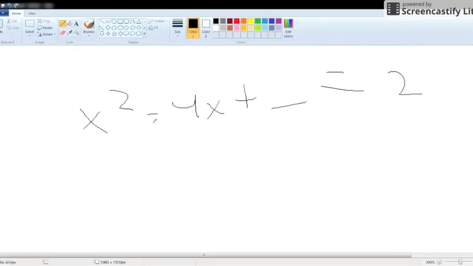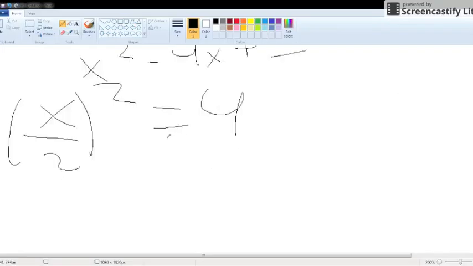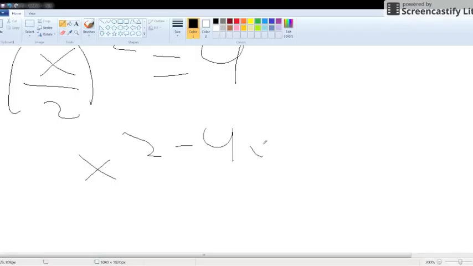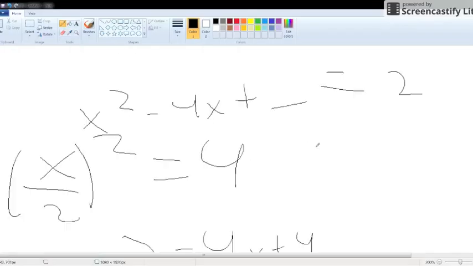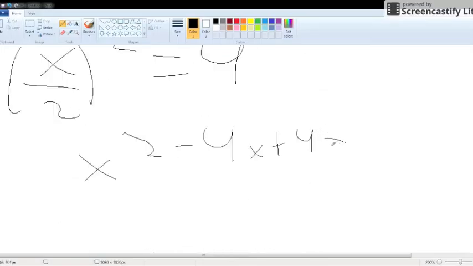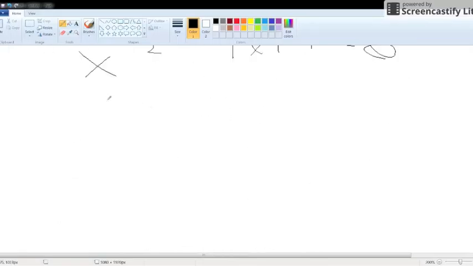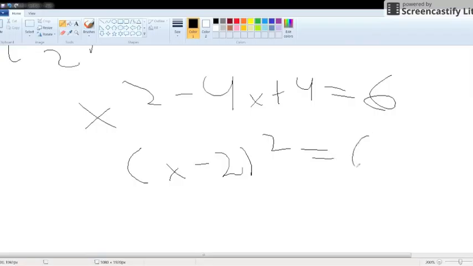So now we need to find this, and to do that we will use the equation that we used before. So we plug in 4 and we get out 4. And so this is x squared minus 4x plus 4. And remember, we have to add 4 to this side because we added it to this side. So that gives us 6 on here. Now, this turns into x minus 2 squared, when factored, equals 6.